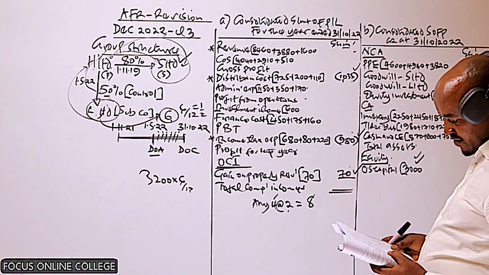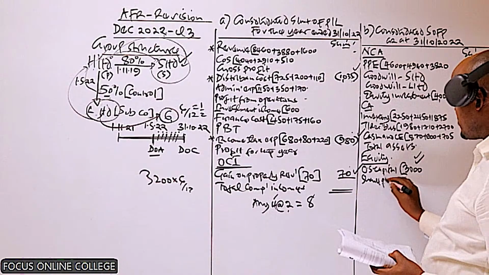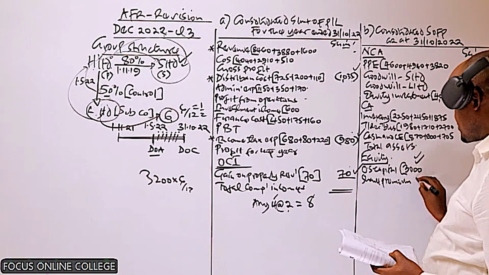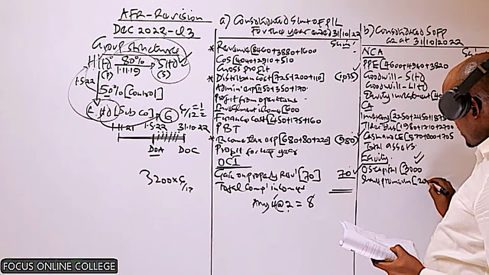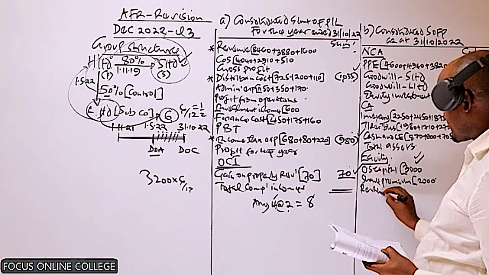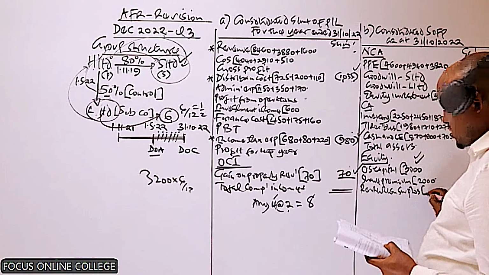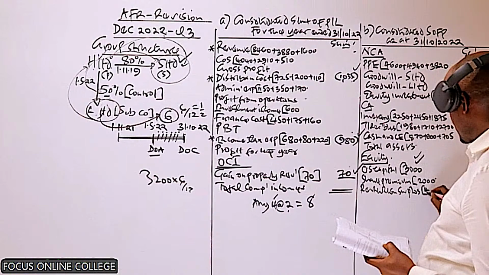Okay, so from there, we also have share premium. Share premium, we also include that of the parent, 2,000. So below that, we have revaluation surplus. The revaluation surplus, we include that of the parent.